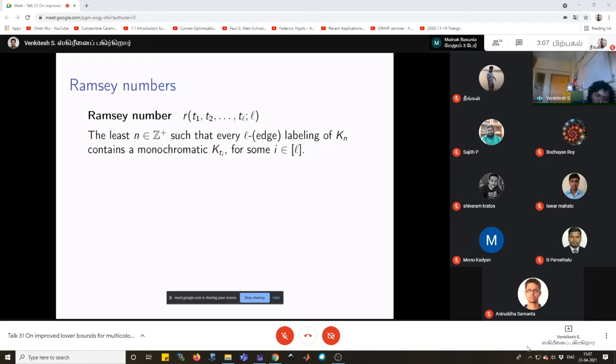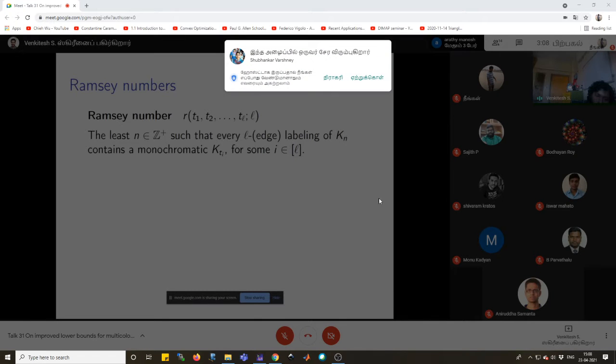Okay. So the smallest n says that every L edge labeling of Kn contains either a complete subgraph of size T1 with label 1, or a complete subgraph of size T2 with label 2, and so on up to L. Any one of these must be present. That smallest such n is called the Ramsey number.